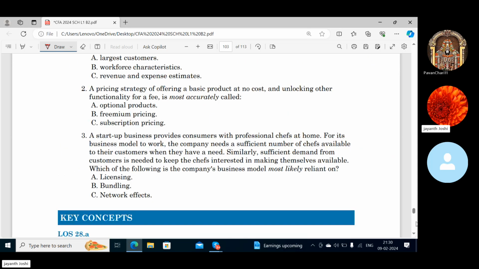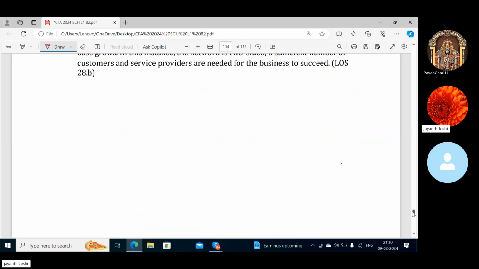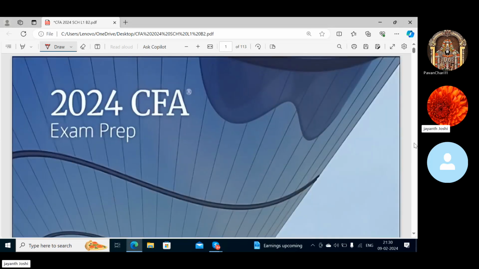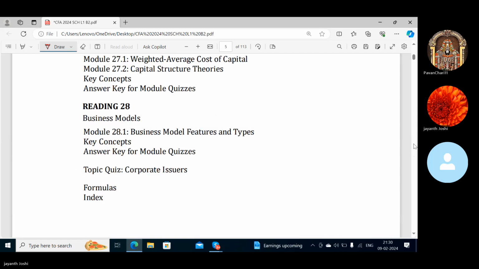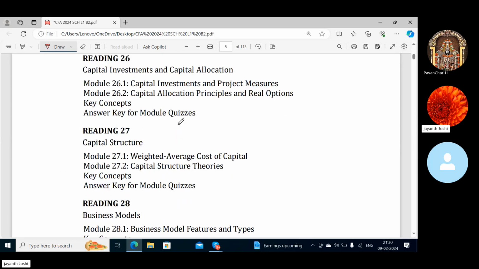So you can go through this chapter. It's a very simple one, more of the common ones. I'm sending you 2 PDFs today. Tomorrow we will start this topic, capital structure. Okay, fine.